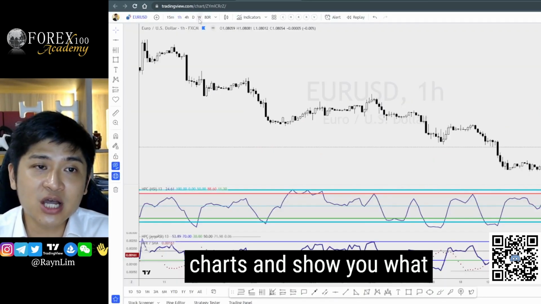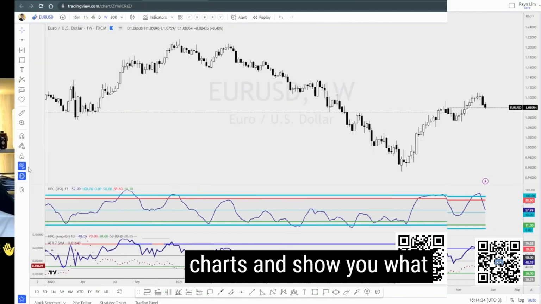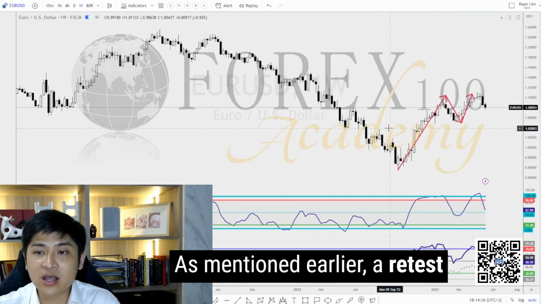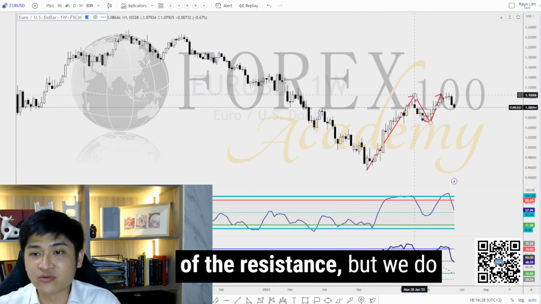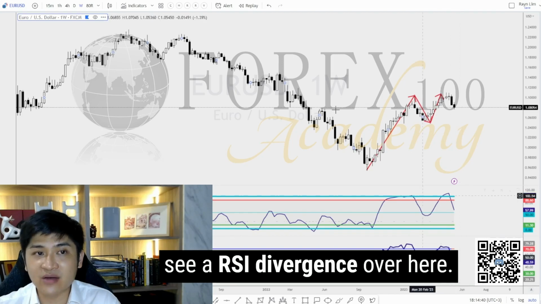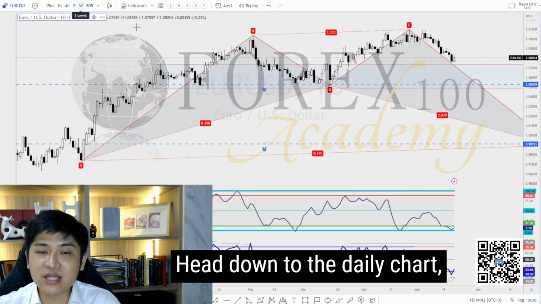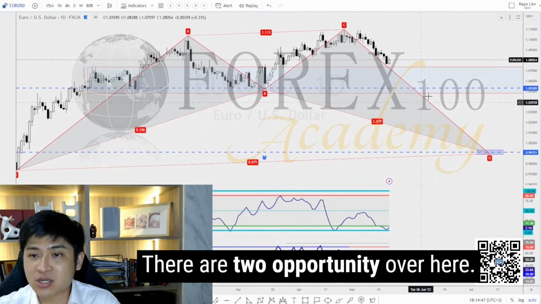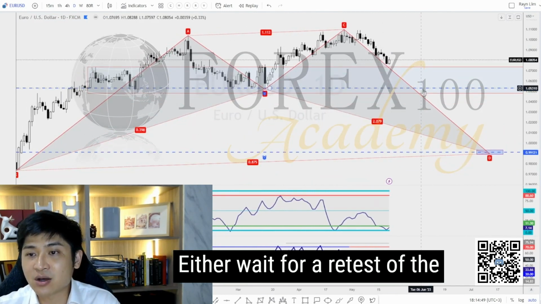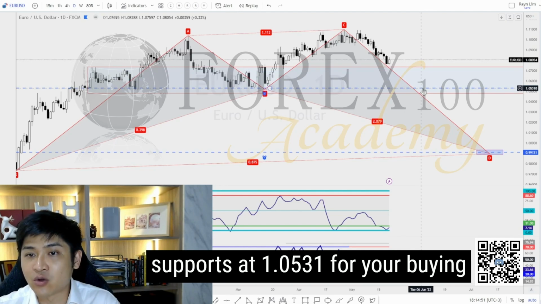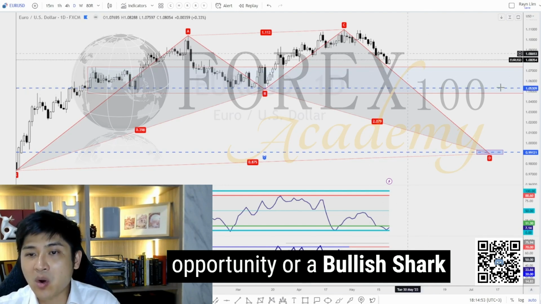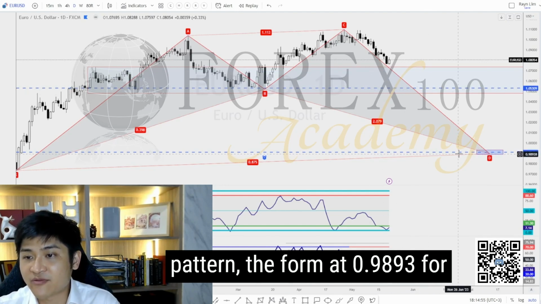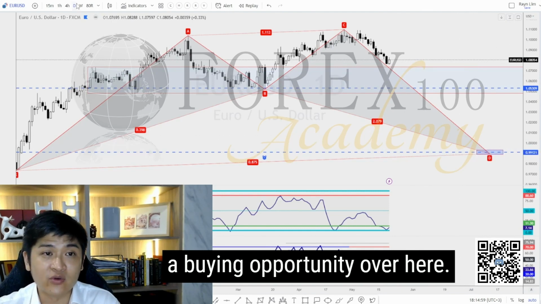Let's head back to our chart and show you what I am looking at over here. As mentioned earlier, a retest of the resistance, but we do see an RSI divergence over here. Head down to the daily chart for traders who are looking for a buying opportunity. There are two opportunities over here. Either wait for a retest of the support at 1.0531 for a buying opportunity, or a bullish Shark pattern that forms up at 0.9893 for a buying opportunity over here.